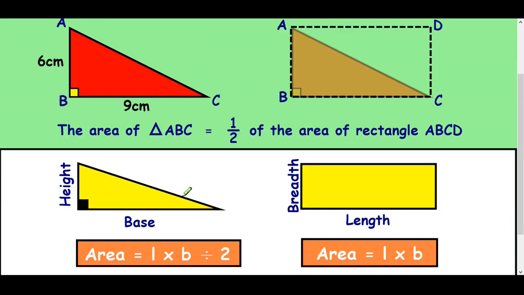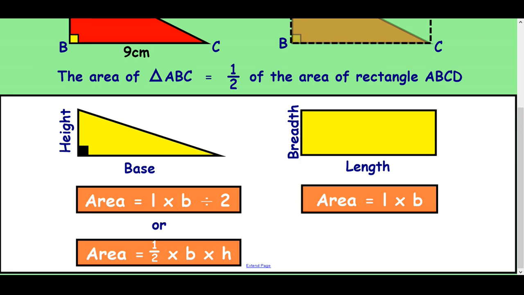Now, in actual fact, in maths, we have a slightly different formula for it. It's okay to use length times breadth divided by 2, but it's also good to use the correct notation in maths. And we normally label a triangle, instead of length and breadth, base and height. And also, instead of dividing by 2, we multiply by a half in this case.